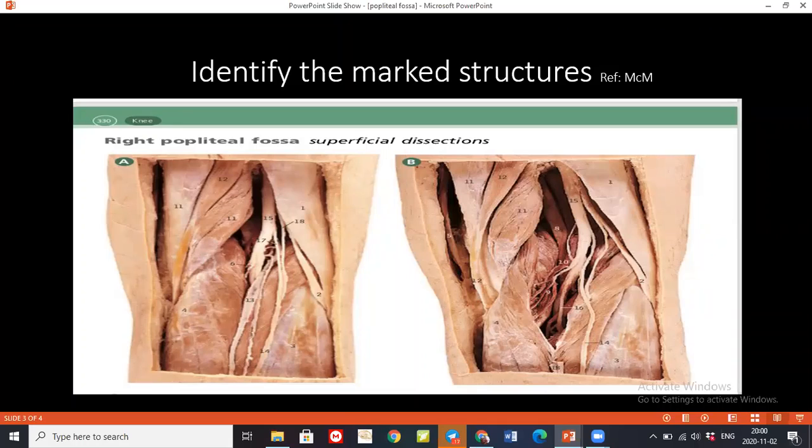Knee joint is formed superiorly by the femoral condyle, medial and lateral femoral condyle. There are two components of the knee joint. One is patellofemoral joint, another is tibiofemoral joint. Patellofemoral joint is between the articular surface of patella and the articular surface of femur, and the tibiofemoral joint is between the condyle of femur and the condyle of tibia.